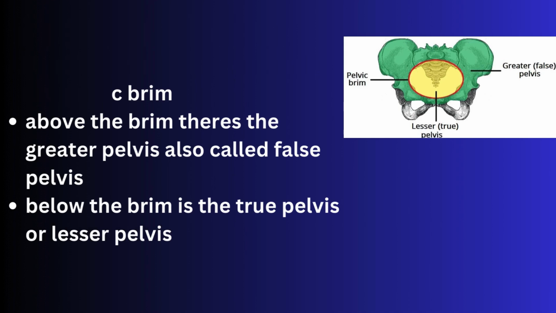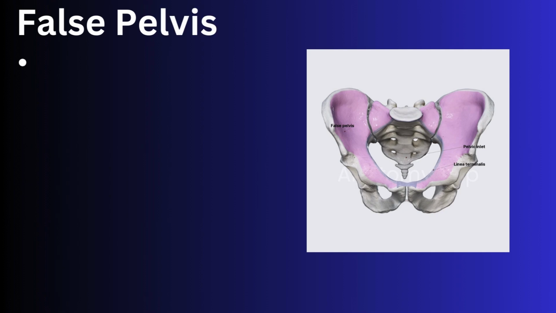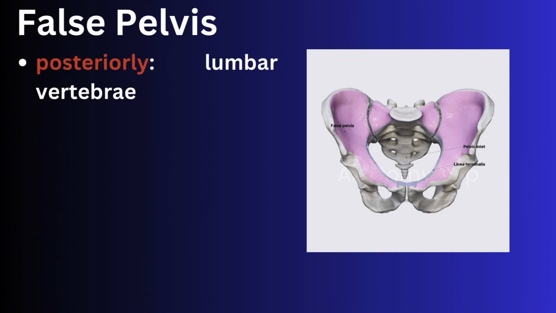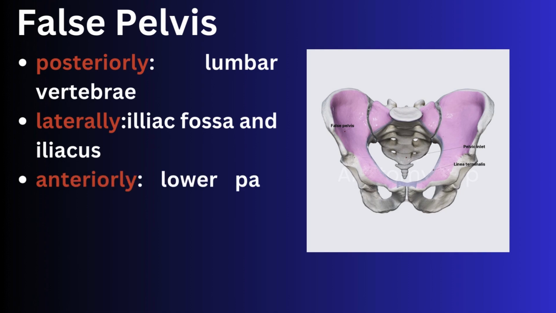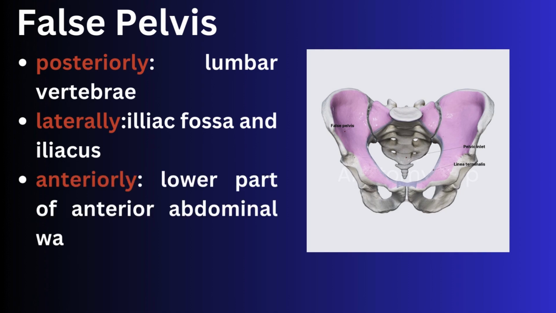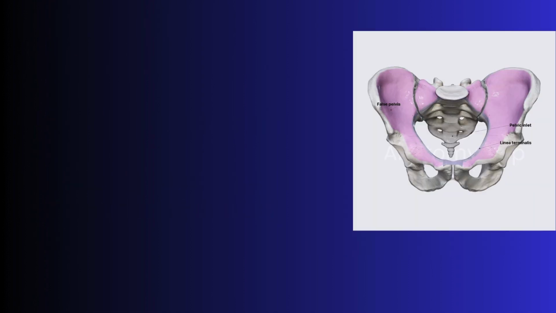Now let's have a closer look at the false pelvis. Posteriorly, it is bounded by the lumbar vertebrae. Laterally, it is bounded by the iliac fossa and the iliacus. Anteriorly, it is bounded by the lower part of the anterior abdominal wall.